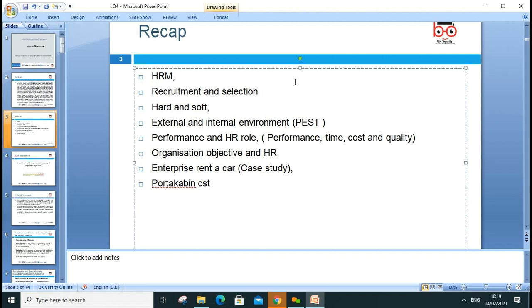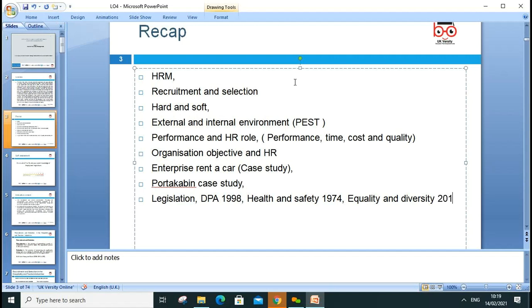Then we discussed various case studies, Enterprise Rent-A-Car, and the Portakabin case study in our last lesson. Then we discussed legislation. We discussed the DPA 1998, the Data Protection Act 1998. We discussed the Health and Safety Act 1974, which is crucial. We discussed equality and the Equality and Diversity Act, and we said the latest is that everything is merged into the Equality Act 2010.